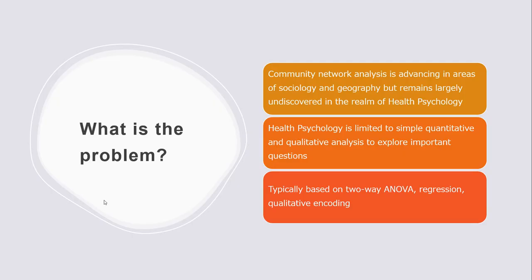So what is the problem? Community network analysis is advancing in areas of sociology and geography, but it is largely undiscovered in the realms of clinical health psychology. Psychologists in these particular areas are simply not aware of these approaches. Health psychology is limited to simple quantitative and qualitative analysis that explore questions based on simple regression and other types of modeling. This is insufficient, in my opinion.